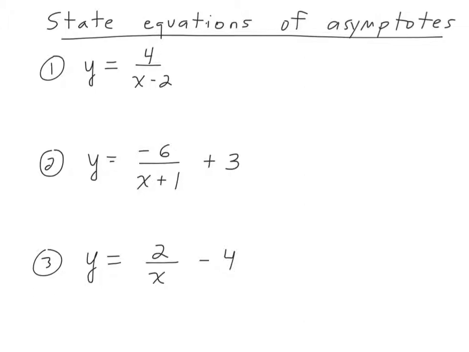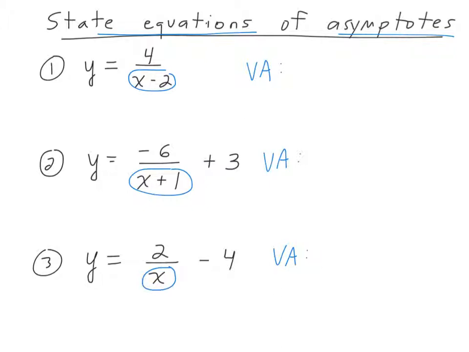Here we have a few examples where we are looking to state the equations of any asymptotes. So let's first take care of all of our VAs. Remember, this is where we're going to set our denominators equal to 0. Notice with examples 2 and 3, we have some numbers on the end. We said how that is not going to affect our VAs. So usually you can just do this pretty quickly in your head. So with the first one, x equals 2. Second one, x equals negative 1, we'd have a VA. And the third one, x equals 0.